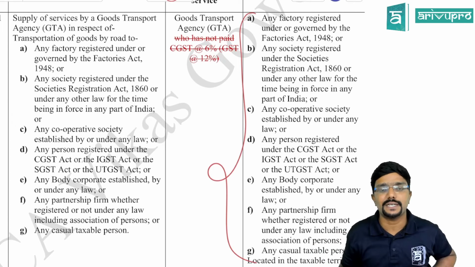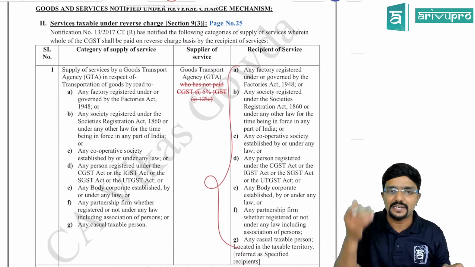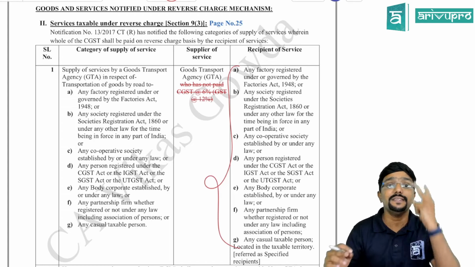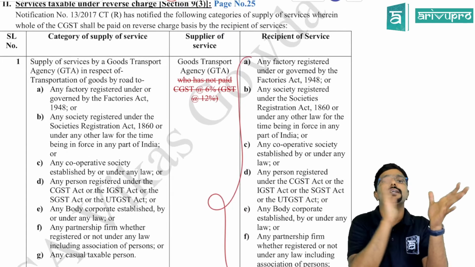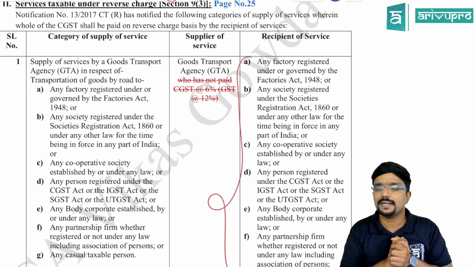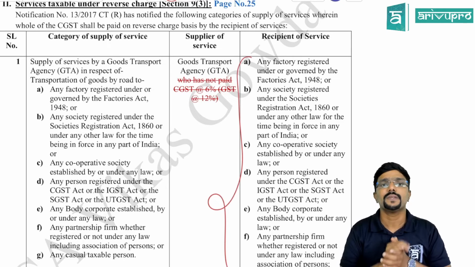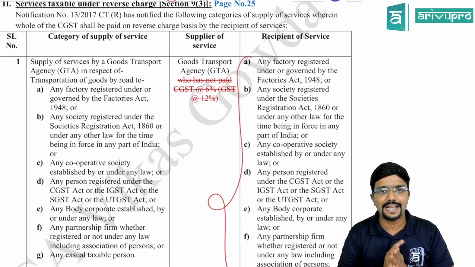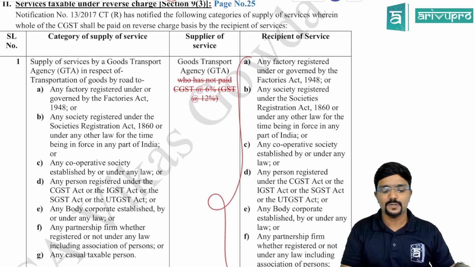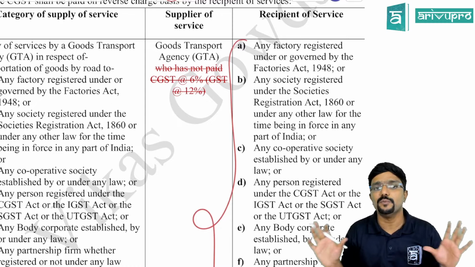But now they have removed that condition, telling if GTA is providing the services to the following recipients, we call them specified recipients, then they have two options. That is, they can pay tax under forward charge mechanism and they can claim input tax credit on all their inward supply, provided they satisfy all the conditions. If not, then they will inform the recipient they will pay tax under reverse charge mechanism. So this condition, who has not paid CGST at 12% or GST at 12%, they have removed it.